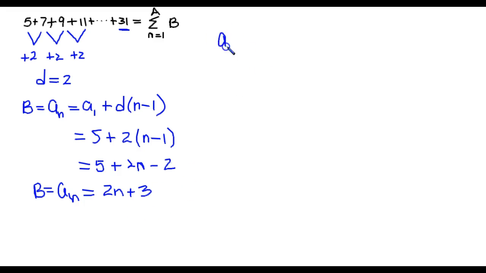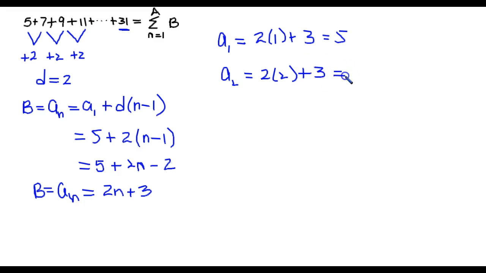If it works, that means a sub 1, when n is equal to 1, I should get 5. Let's see what happens. 2 times 1 plus 3 gives me 2 plus 3, which is 5. So that works. a sub 2, my second term, I should get 7. Let's see. That's going to be 2 times 2 plus 3, which equals 4 plus 3, which is 7. Let's do the third term. The third term is going to be 2 times 3 plus 3. That gives me 6 plus 3, which is 9. And as you can see, it's working. I'll leave the fourth term for you to try on your own.